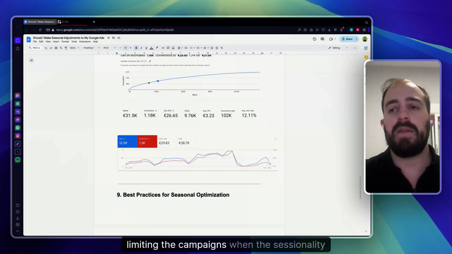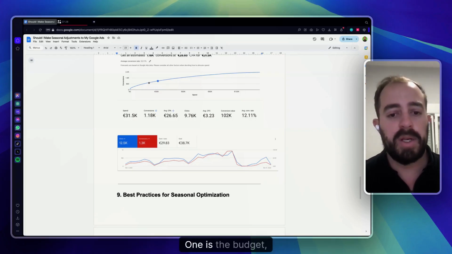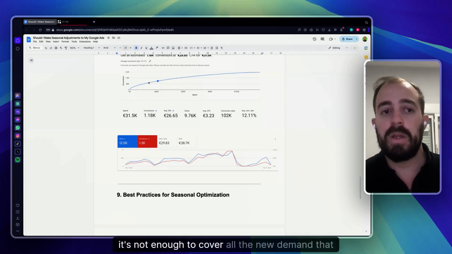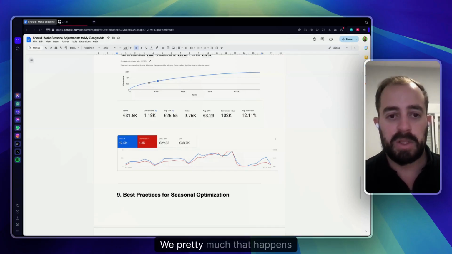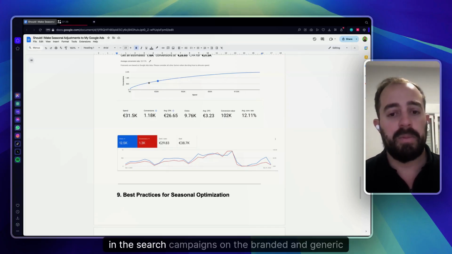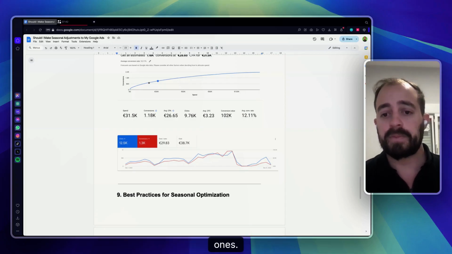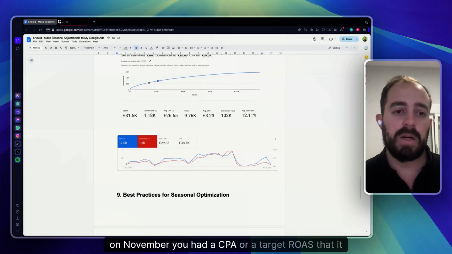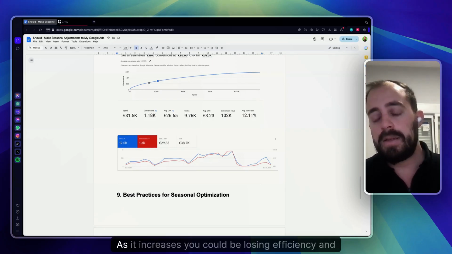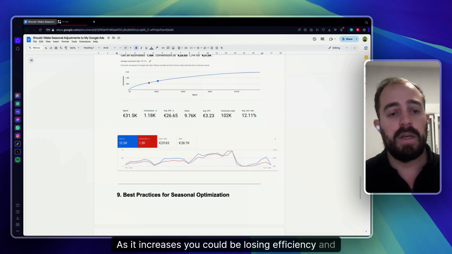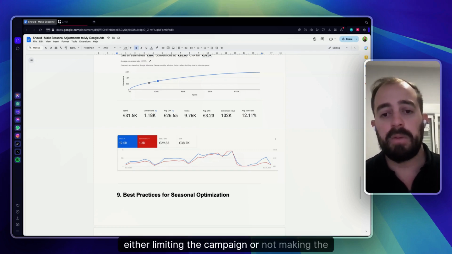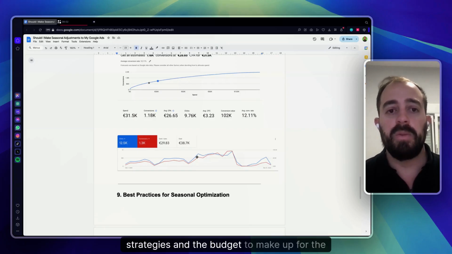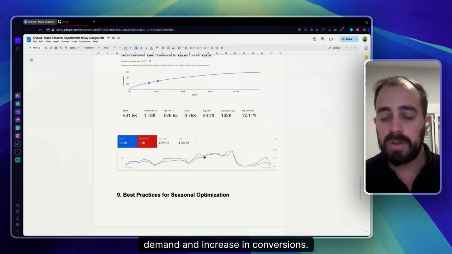because there are two things that could be limiting the campaigns when the seasonality increases. One is the budget, meaning that the previous budget that you had is not enough to cover all the new demand that the campaigns are getting. Pretty much that happens in the search campaigns, on the branded and generic ones. And also it's the bid strategy, because let's say in November you had a CPA or a target ROAS that was lower. As demand increases, you could be losing efficiency and either limiting the campaign or not making the most of it. So the idea is just to be adjusting the bid strategies and the budget to make up for the demand and increase in conversions.